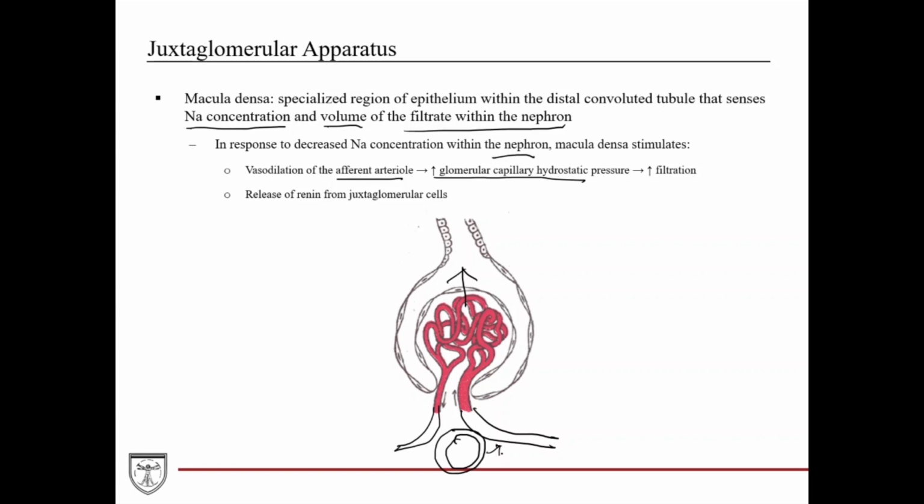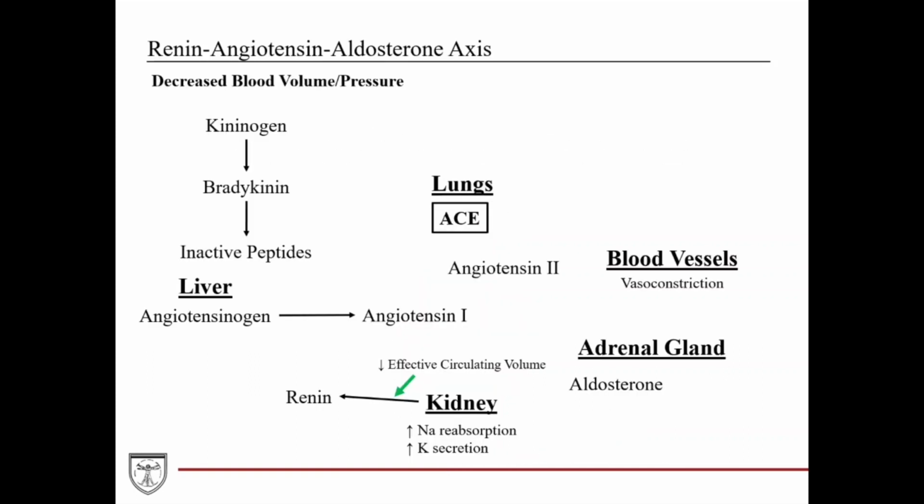The other thing it's going to do is you're going to have these juxtaglomerular cells. It's going to stimulate release of renin. So those are the two main effects. In a way, it's kind of an indirect way to measure the plasma sodium concentration, because if you have decreased plasma sodium concentration, you're not going to be filtering as much sodium through, and thus that's going to be sensed by the macula densa.